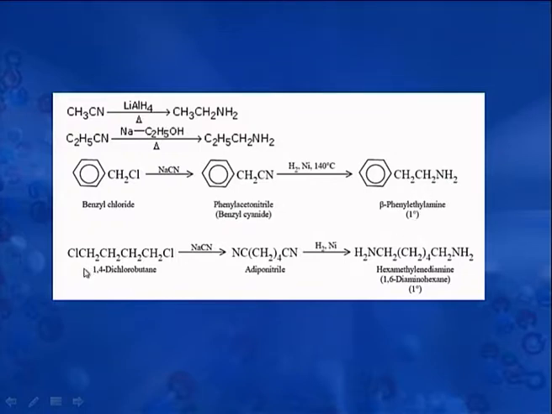Here in this particular example, this is 1,4-dichlorobutane, a 4 carbon alkane with chloro group at 1 and 4 position. So, 1,4-dichlorobutane when treated with sodium cyanide, it forms this corresponding cyano compound, and this cyano compound upon reduction forms a 6 carbon diamine, which is called hexamethylene diamine. This is a very important compound because it is used in the polymerization reactions.